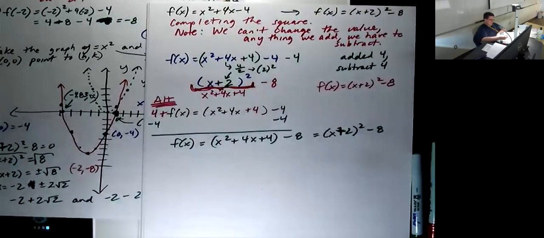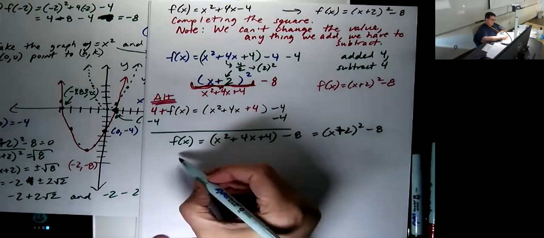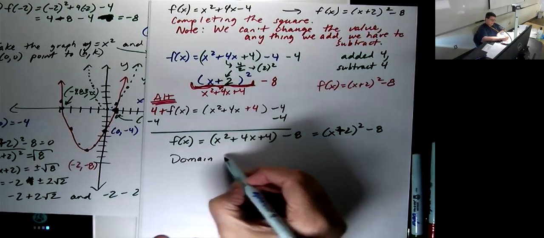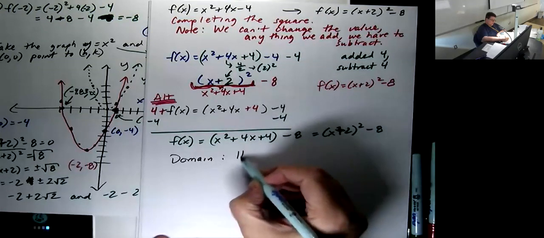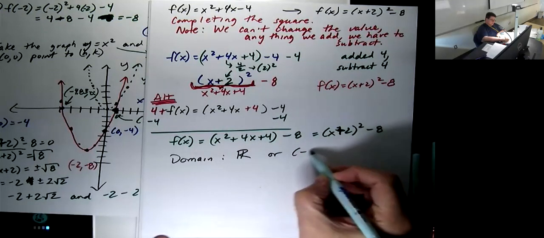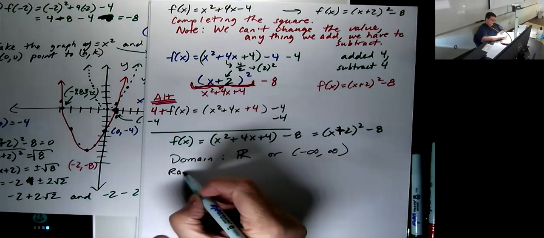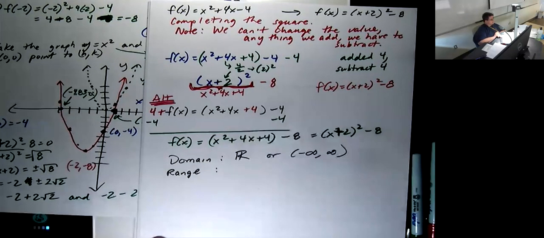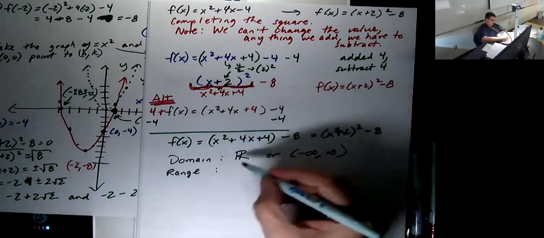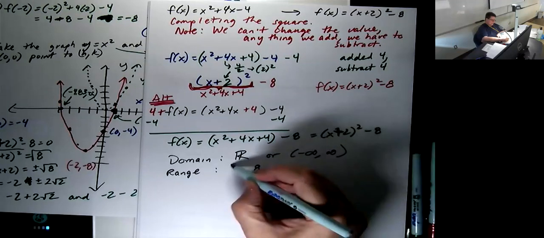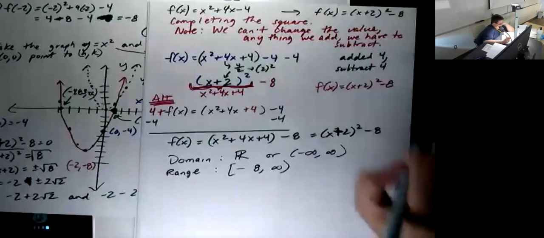Looking at the graph again, we can see that the domain is all real numbers. The range starts at -8 and goes to infinity along the y-axis. And we include the -8.